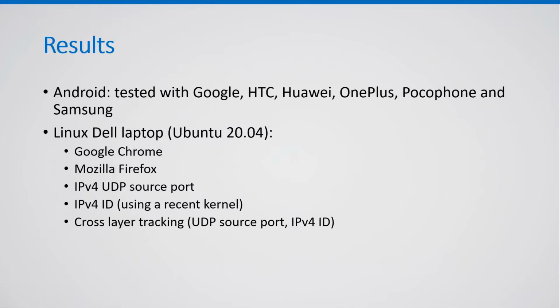We tested Android devices from Google, HTC, Huawei, OnePlus, Pocophone, and Samsung, as well as a Linux Dell laptop running Ubuntu. In the Linux Dell laptop, we demonstrated cross-browser tracking between Google Chrome and Mozilla Firefox. We also demonstrated cross-layer tracking with UDP source port, which is layer 4, versus an IPv4 ID, which is layer 3.